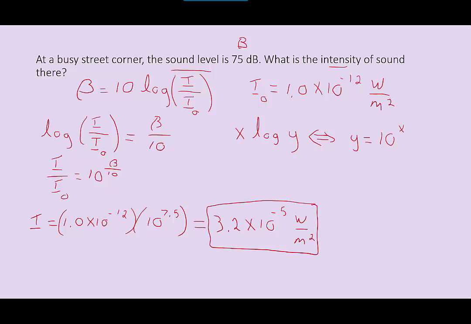So again, not very difficult in terms of what the math is that we're talking about or in terms of the setup of the problem, but you've got to remember this relationship between logs and exponents and know how to use it.